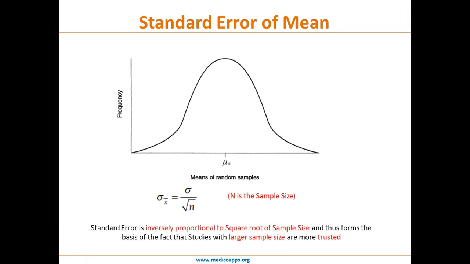Now, it is very important at this point to realize that standard error is inversely proportional to the square root of the sample size, and thus forms the basis of the fact that studies with larger sample size are more trusted. So suppose the sample size is very large. If the denominator is very large, this value will become close to 0 as it becomes larger and larger. So for a study with a huge sample size, the standard error of mean will be very, very low. So that's why studies with larger sample size are trusted more.